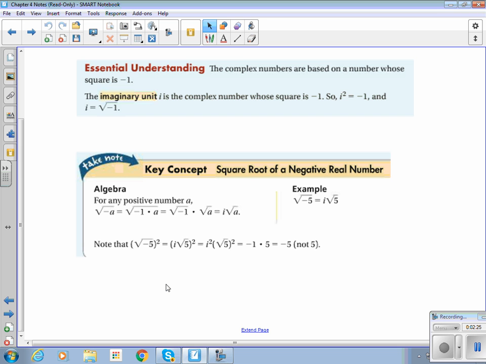When you square the square root of a negative number, you get -5. So if I were to square the square root of -5, I would get out -5 and not the regular 5. So when you take the square root of a number that's negative, you're going to get out the negative. Before, we were squaring and getting a positive value. In this case, we're going to square and get a negative value.